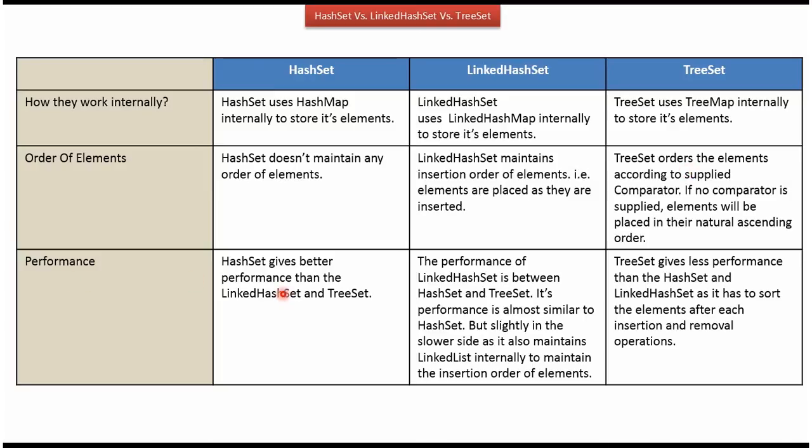Performance. Performance of HashSet is better than LinkedHashSet and TreeSet, and the performance of LinkedHashSet is less than HashSet but more than TreeSet. Performance of LinkedHashSet is less than HashSet because LinkedHashSet has to maintain the insertion order, and TreeSet gives less performance than HashSet and LinkedHashSet because TreeSet has to sort the elements after each insertion and removal operation.